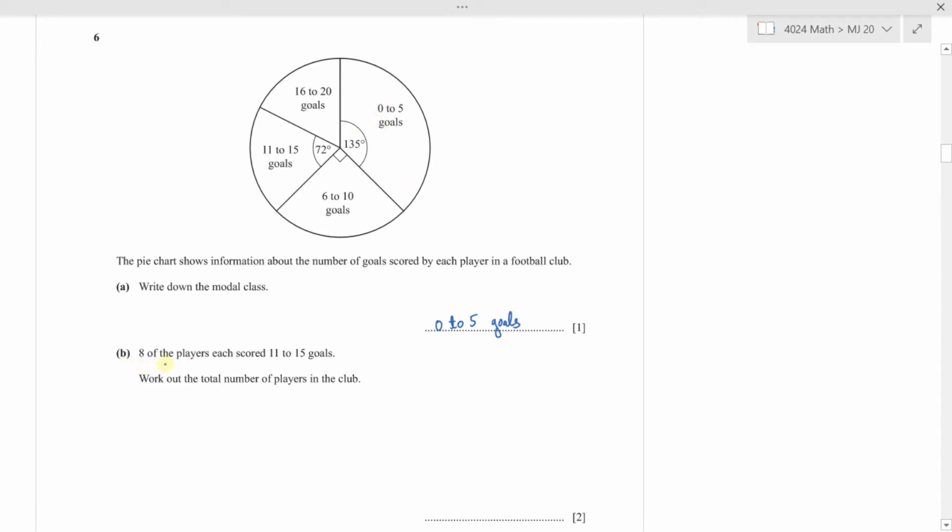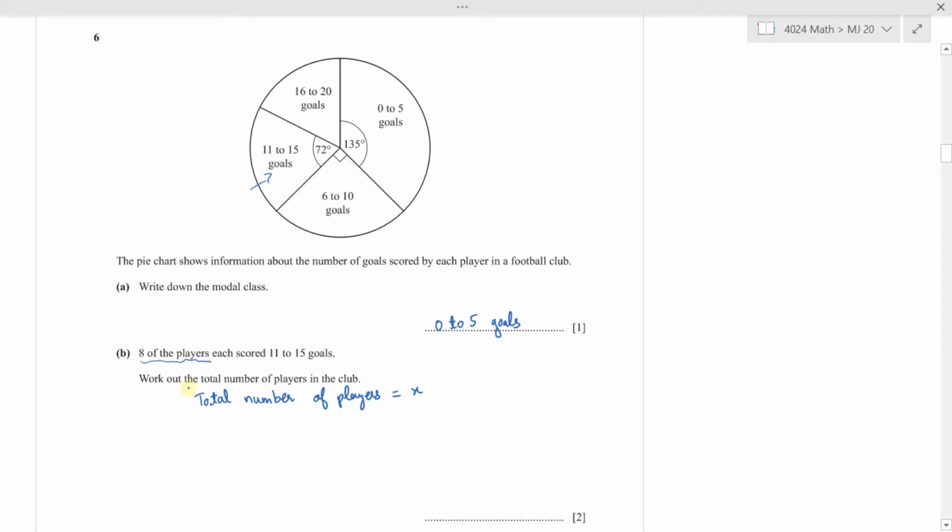And the next part is: 8 of the players each scored 11 to 15 goals. So that means they belong in this class here. Work out the total number of players in the club. So let's call the total number of players X. So now we know that this class, which represents 11 to 15 goals, has 8 players. That means this 72 degrees angle represents 8 players.